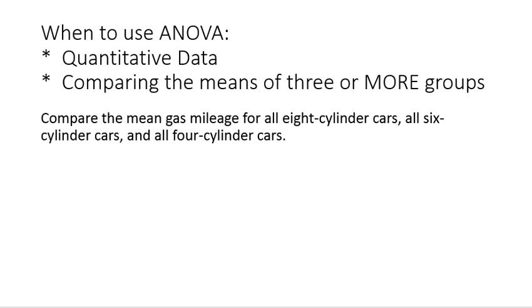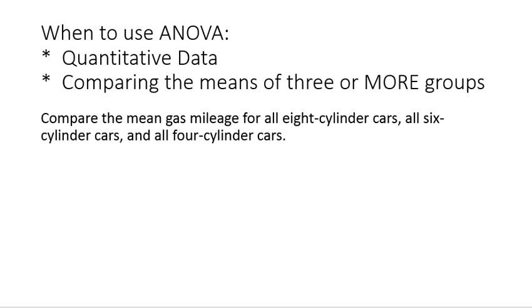So, first of all, when do you use ANOVA? That's one of the big questions we have in this course. ANOVA is used when you have quantitative data, so measurements of some sort, distances, lengths of time, and you're trying to compare the means of 3 or more groups. We've already done tests when you've got 2 groups, but what if you have 3 or 4 or 5 groups or more even? ANOVA is designed for comparing the means of 3 or more groups.